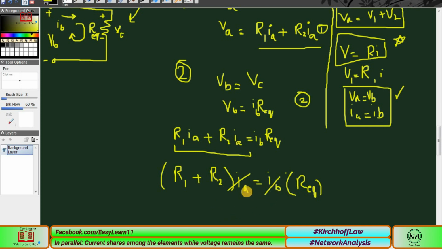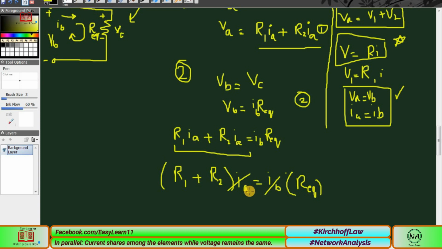In other words, IB goes to the other side and it will come here as IB, and then again it is cancelled out. If this is a 5 and this is 5, and if 5 goes in the denominator of the 5, then definitely it will be cancelled out. So this is the way we can write that these terms are cancelled out.